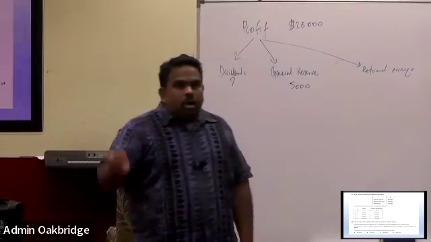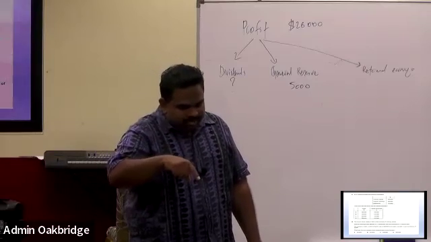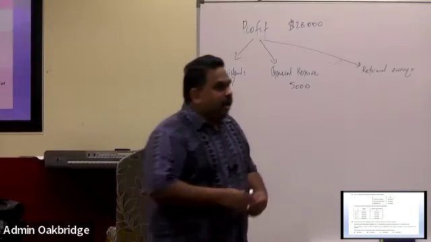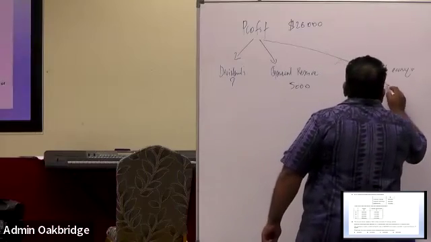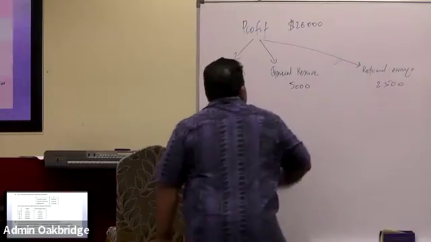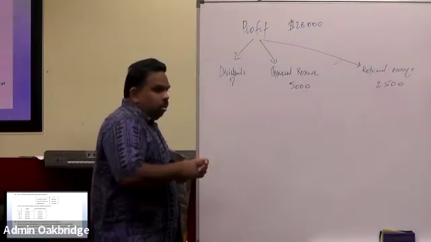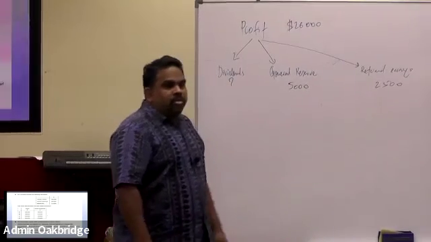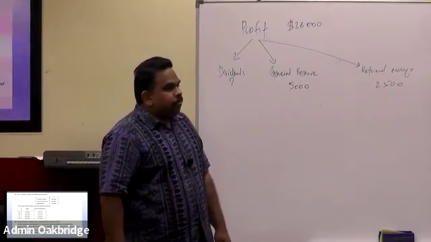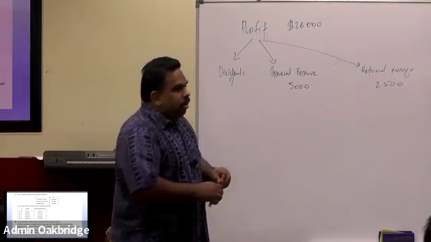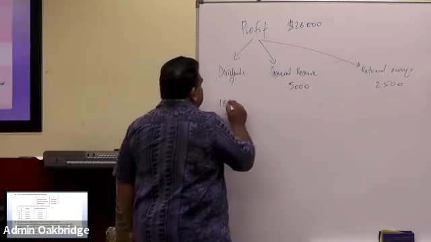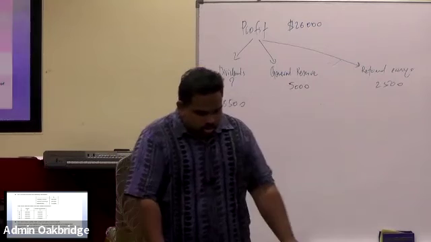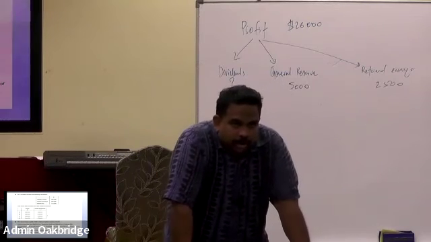How much was the end of the year retained earnings? How do we know? Beginning of the year, 86,000. End of the year, 88,500. So it increased by 2,500. So 21,000 minus 2,500. How much do you get? 18,500. So the answer is... follow up.